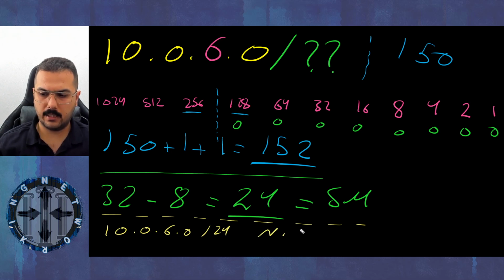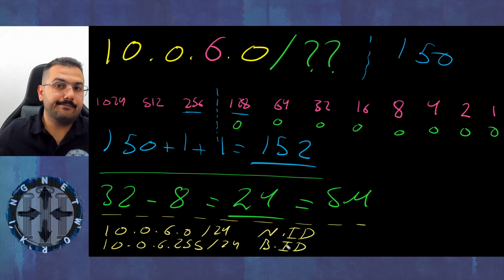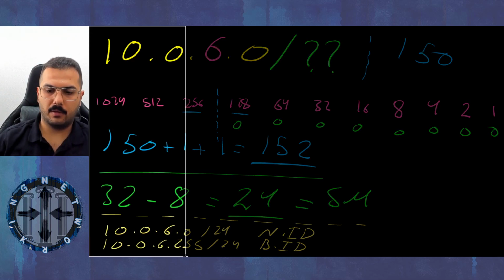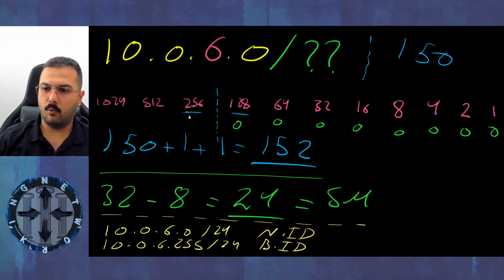10.0.6.0/24 as a network ID. This is super obvious. 10.0.6.255/24 as a broadcast ID. It's in that way, believe it or not. This is a screenshot for the third example. We have one last example for CIDR, because yes, it is that simple. Screenshot number 12.